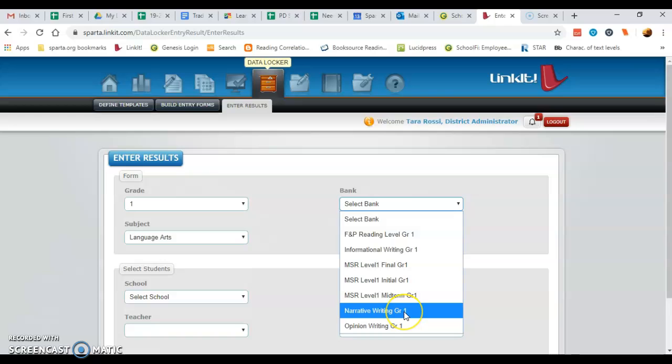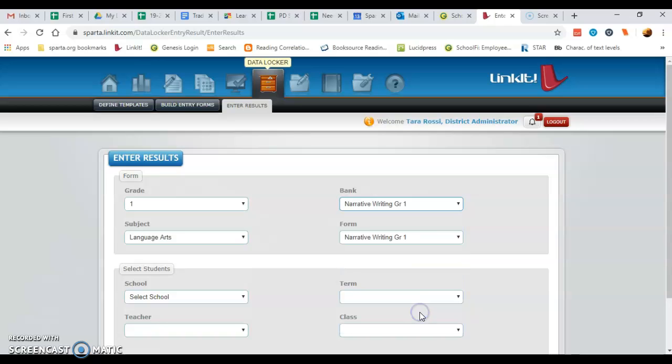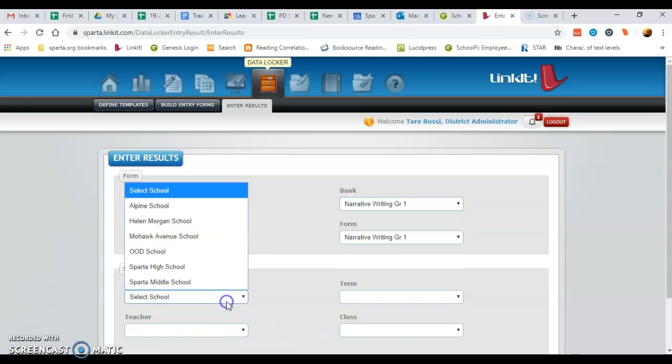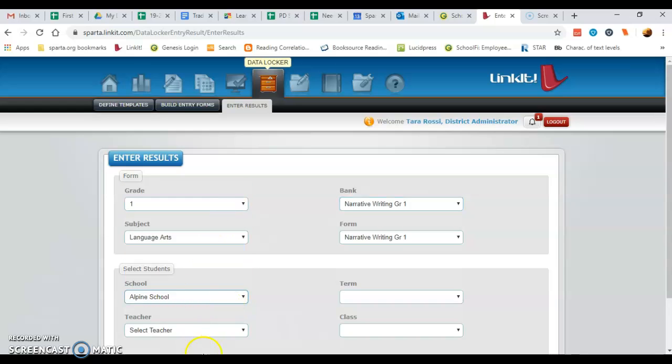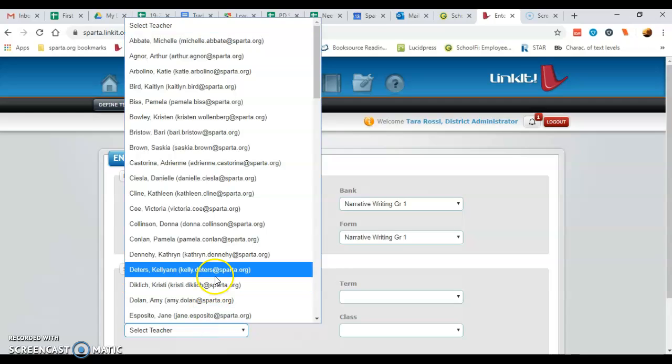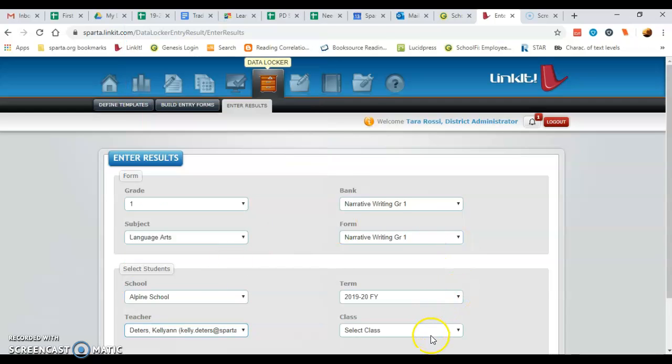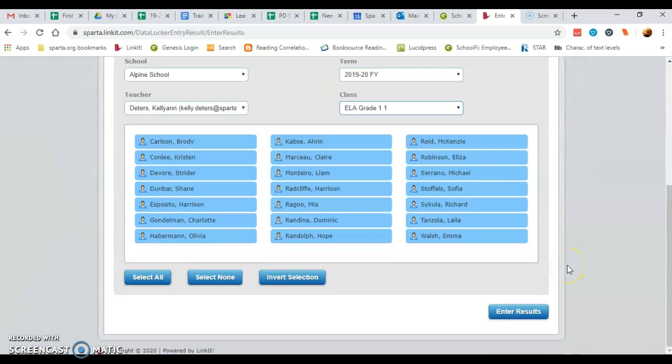So if narrative writing was the first process piece that you completed based on your scope and sequence, you'll select that. But you'll also notice inside of this bank are all of the different benchmark entries that will exist in here over time. So again, we're going to focus on the narrative writing prompt for grade 1, so we'll select that. You then have to select your school, of course, and I'm just going to find a first grade teacher, and then your class needs to be selected. So once you go through all of those filters, then you're ready to enter the results.